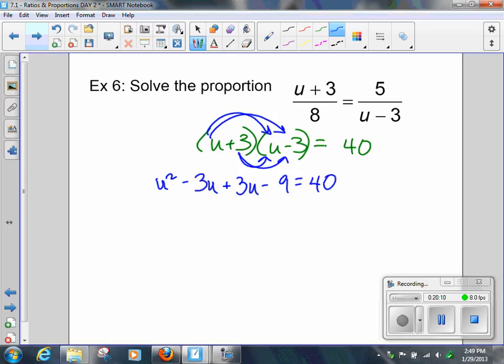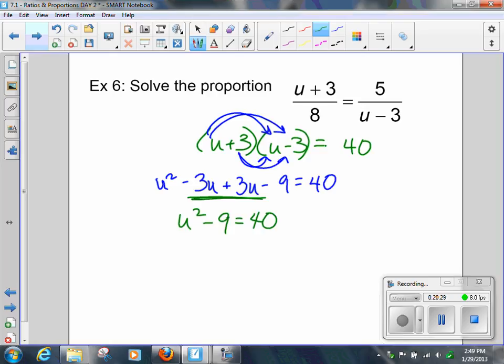What now? What's going to happen? Wait, before that. The terms in the middle. What's going to happen to the ones in the middle? They cancel each other out. Negative 3u plus 3u is 0.